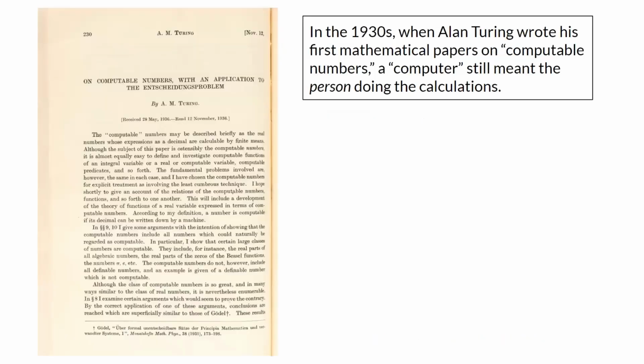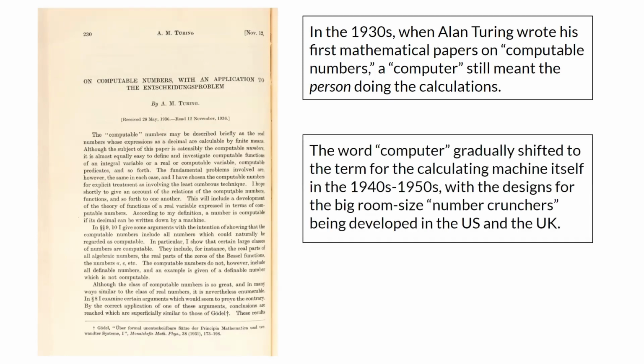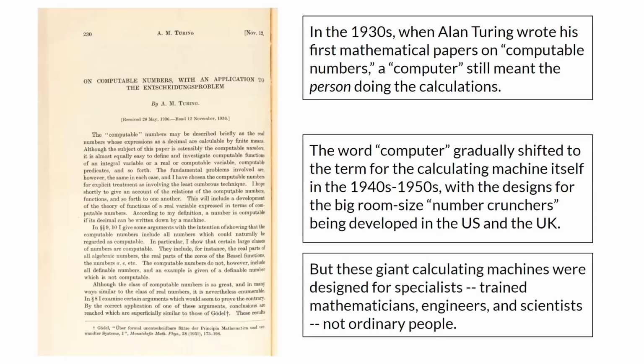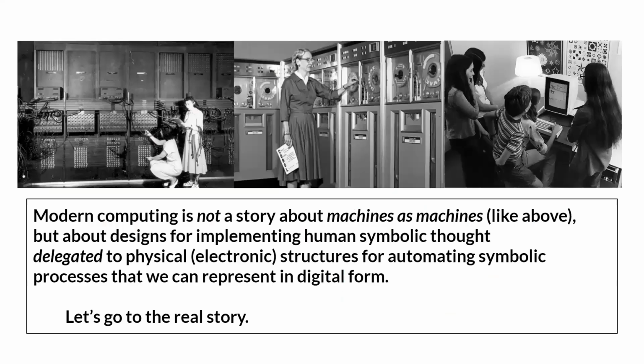In the 1930s, when Alan Turing wrote his first mathematical papers, a computer still meant the person doing the calculations. The word computer gradually shifted to the term for the calculating machine itself in the 40s and 50s, with the designs for the big room-size number crunching computers, as we call them, being developed in the US and in the UK. But these giant calculating machines were designed for specialists, trained mathematicians, engineers, and scientists, and not ordinary people.